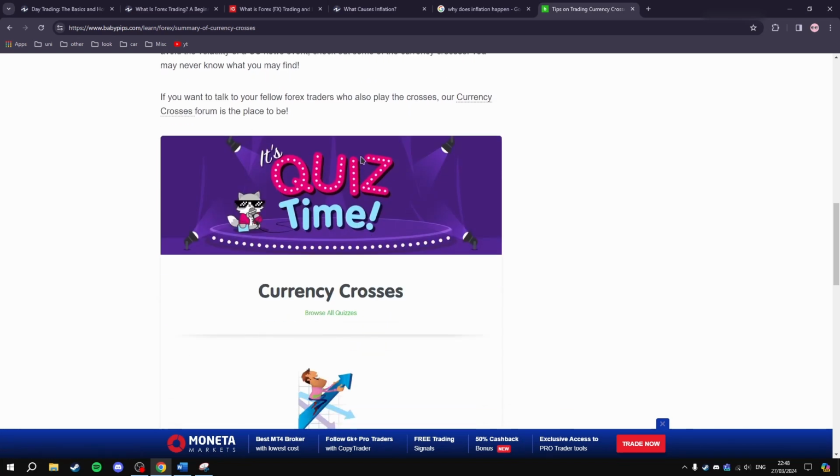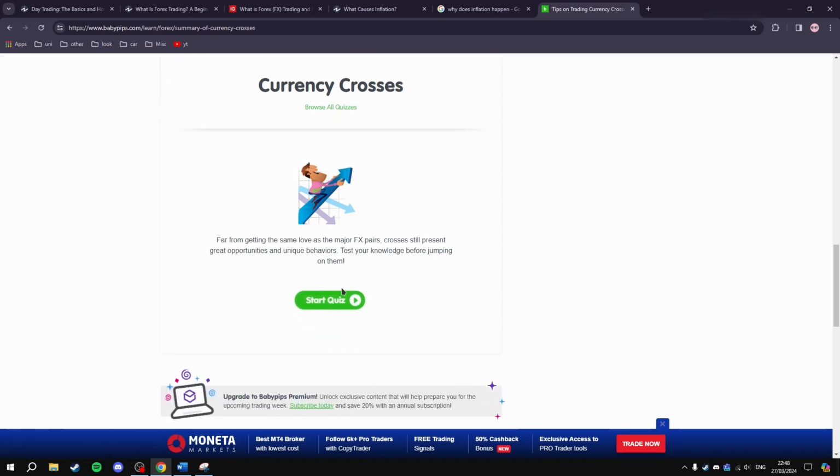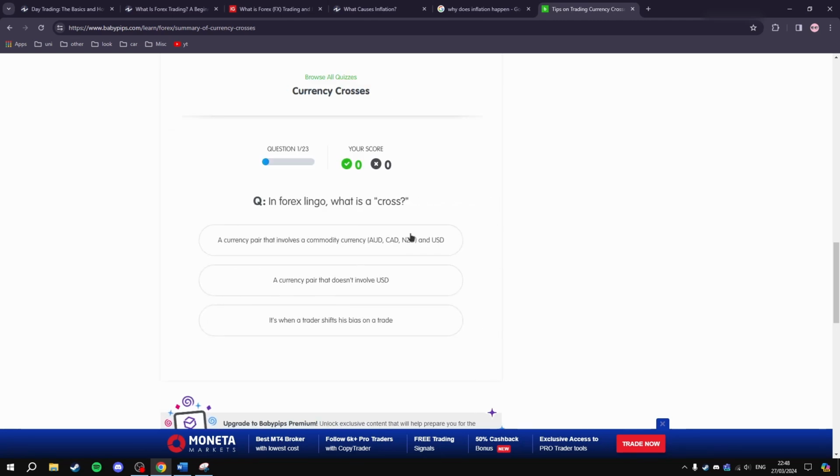Quiz time, currency crosses. Far from getting the same love as the major FX pairs, crosses still present great opportunities and unique behaviours. Test your knowledge before jumping on them. Right, in Forex lingo, what is a cross? A currency pair that doesn't involve the USD.